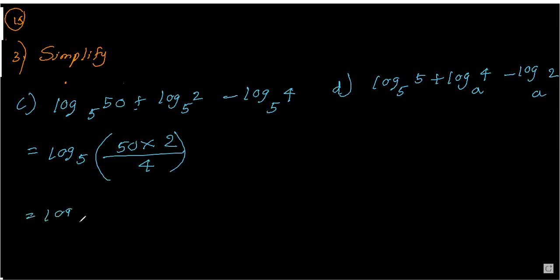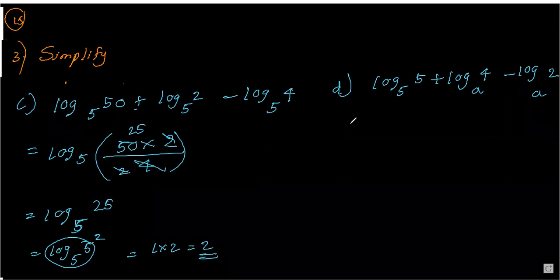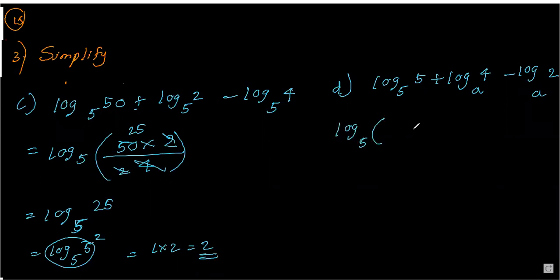Log 5 base, here 2, here 25. 5 base 25 means 5 to the power 2, so 1 into 2, the answer is 2. This one, log 5 of 5 into 4 divide by 2, 2 times 5, log 5 base 10. 5 times 2 is 10.